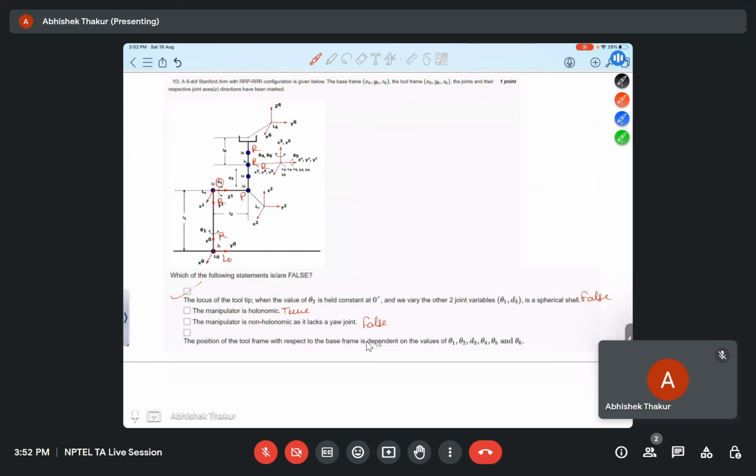And the last is the position of the tool frame with respect to the base frame is dependent on the values of theta 1, theta 2, theta 3, theta 4, theta 5, and theta 6. No, it is not depending on the value of theta 6. So position does not depend on theta 6. So this statement is also false. So in this question, it is asking which statements are false. So option A, C, D are false, B is true.